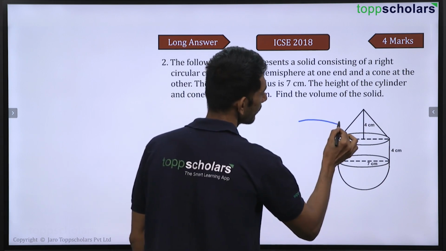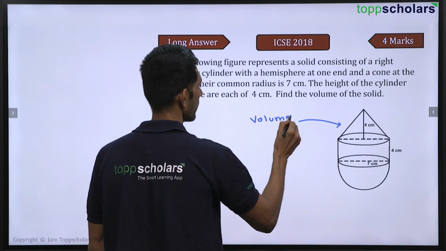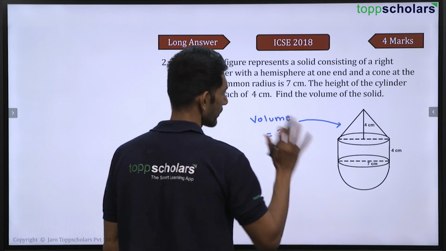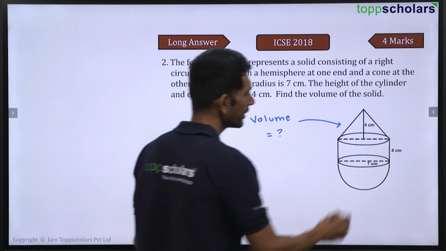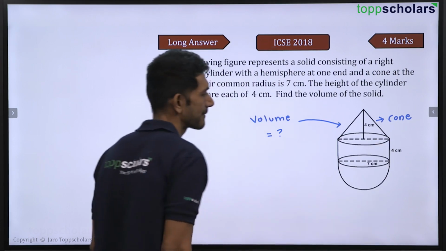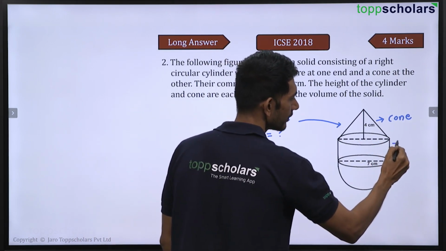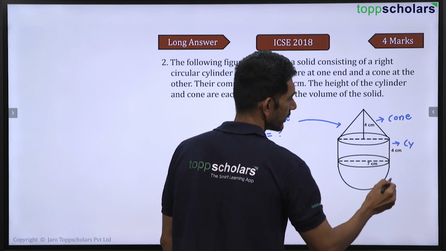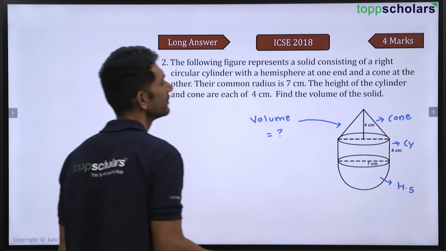So here we need to find out the volume. Okay, so there are 3 parts. First part, if you see, this is cone, this part is cylinder, and this part is hemisphere. Correct?